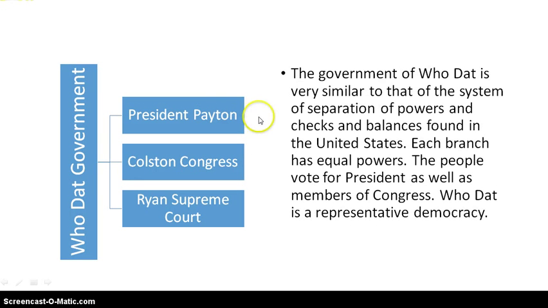Slide 6 fulfills the government box requirements. It contains a diagram showing the structure of the Who Dat government. When you're completing your own project, you will need to decide what type of government and structure your country implements. Also note the explanation of the Who Dat government in writing to the right.